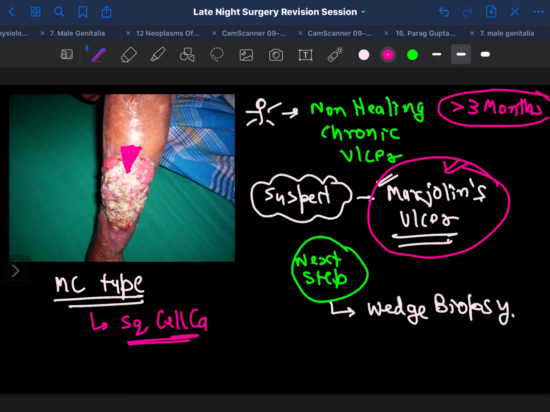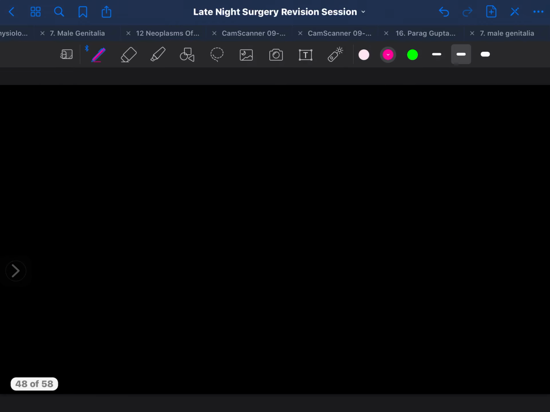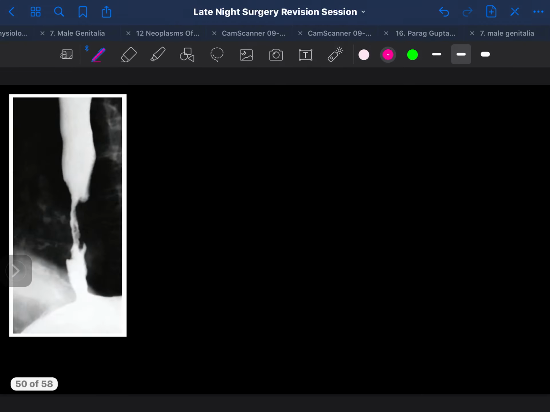You understand my point? So this is what you need to understand regarding your non-healing chronic ulcer. I hope you got this point. Now let's move on to the next stuff. Here you have a patient who came to you with dysphagia. What was the primary complaint of the patient? The patient came to you with dysphagia.